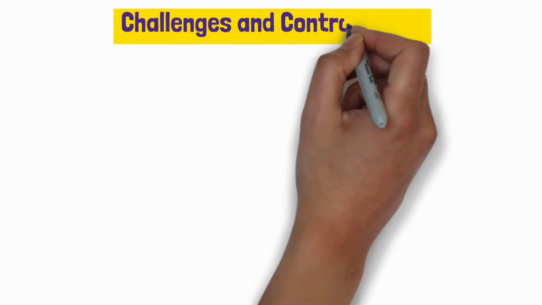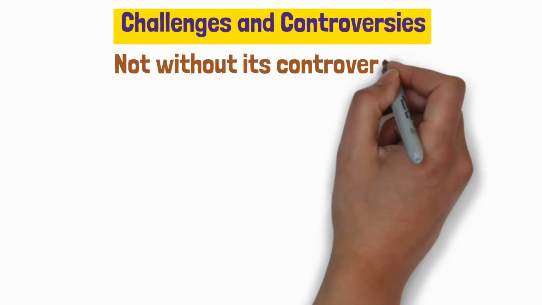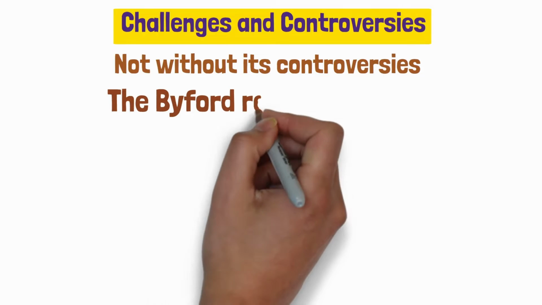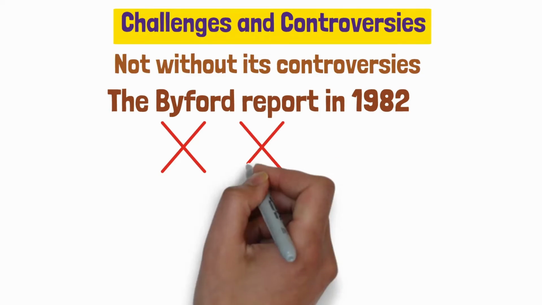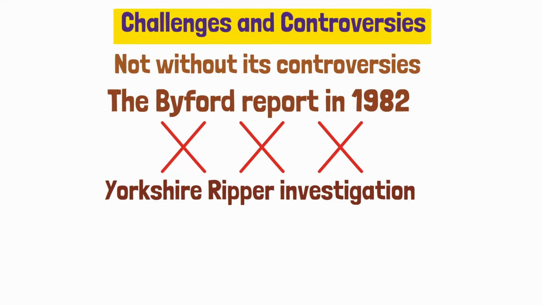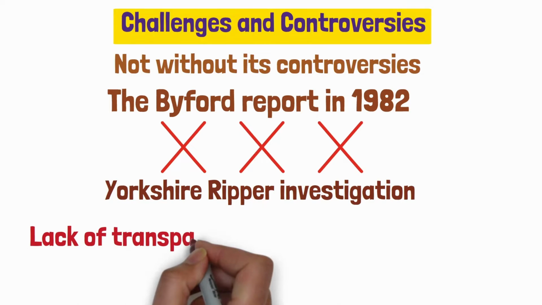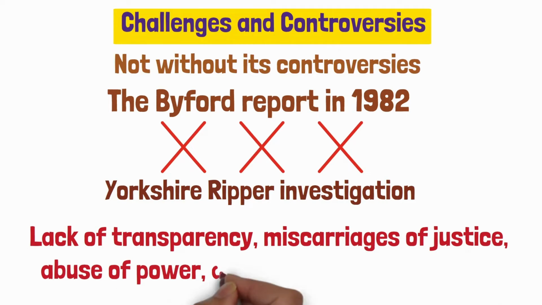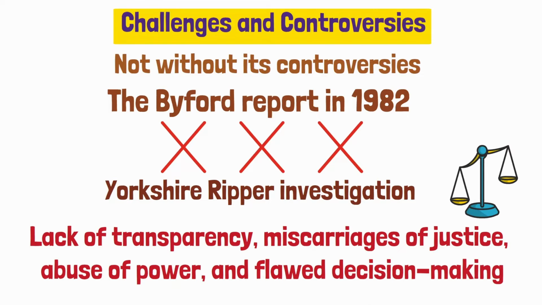However, the world of criminal investigation is not without its controversies. The Byford Report in 1982 exposed shortcomings in cases like the Yorkshire Ripper investigation, which could have been resolved earlier. Common complaints include a lack of transparency, miscarriages of justice, abuse of power, and flawed decision-making.